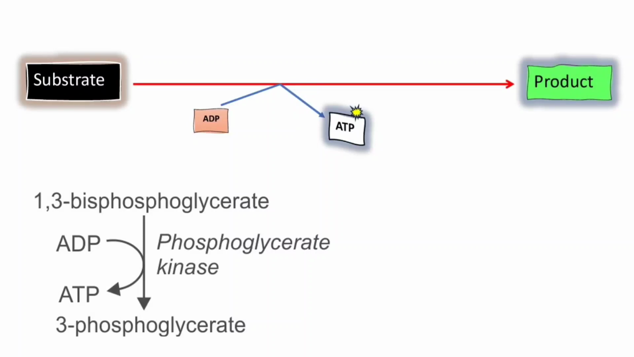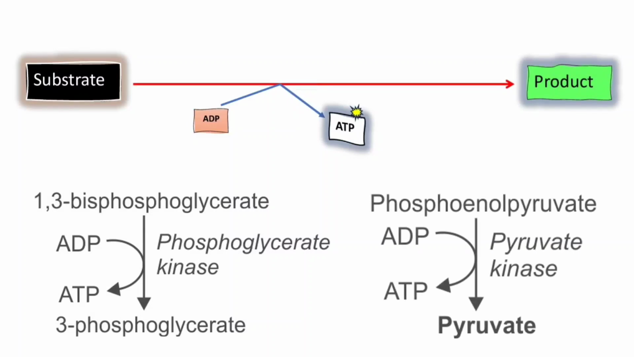One more example in glycolysis is the conversion of phosphoenol pyruvate to pyruvate. Here also, the high energy phosphate in phosphoenol pyruvate is released during its conversion to pyruvate, and it binds with ADP to form ATP. So these reactions, where ATP is directly formed from the substrate itself without the involvement of the electron transport chain, are called substrate level phosphorylation.